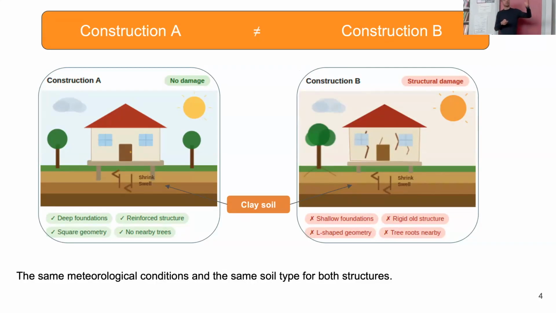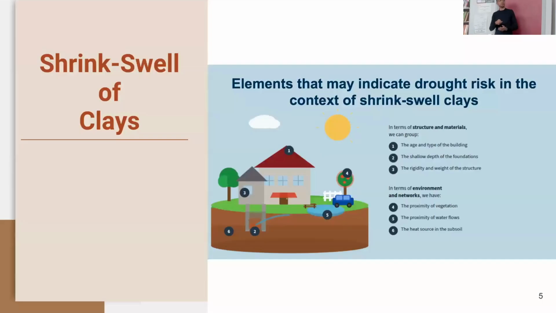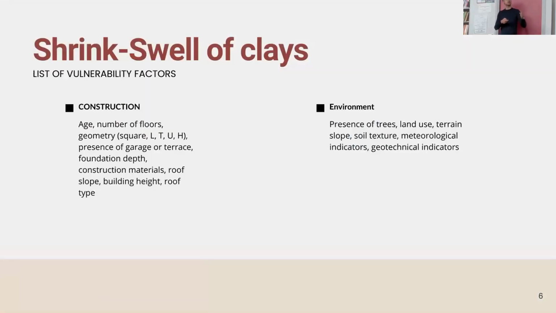We understand that there are some characteristics that make construction A less vulnerable. These characteristics are called vulnerability factors, and we did work on the literature to extract all the vulnerability factors of buildings for the natural hazard, the shrink-swell clay phenomenon. And from this, we understand that the most exposed elements for this natural hazard are the buildings or houses, the residential buildings.